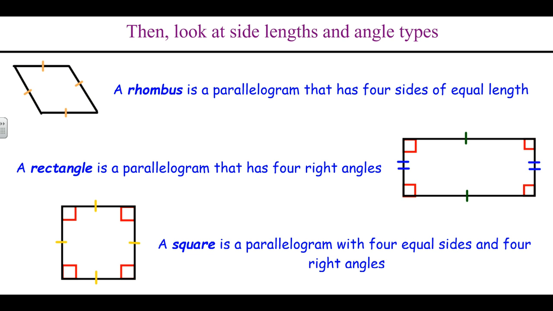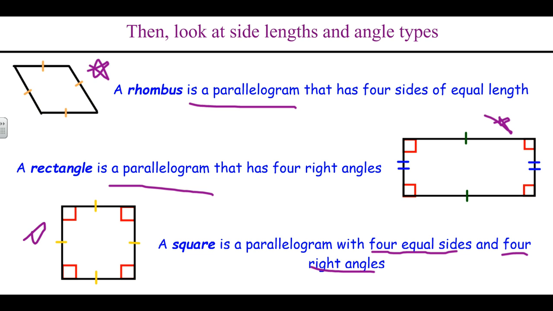So go ahead, pause the video now, write down the definitions of rhombus, rectangle, and square, being sure to include that it is a parallelogram with four sides of equal length, a parallelogram that has four right angles, a parallelogram with four equal sides and four right angles for a square, including the images that we have here with the hash marks, and then come back when you're ready to move on.